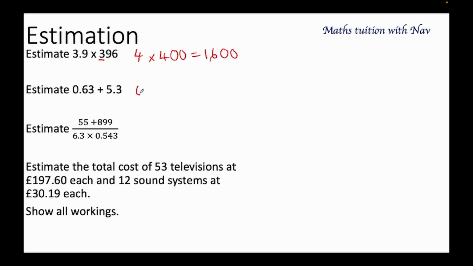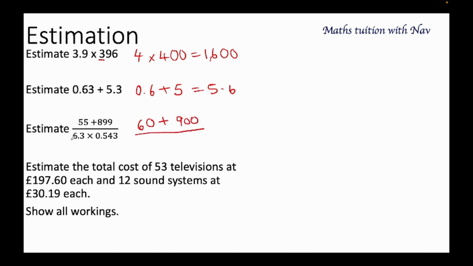Estimate 0.63 plus 5.3. 0.63 rounded to one significant figure is 0.6. Add 5.3 is going to be add 5. 0.6 add 5, 5.6. This question over here is a little bit more tricky. We're going to rewrite this whole question, read carefully, and then we're going to work it out using BIDMAS. So let's round first all of these numbers to one significant figure. 55 will be 60 to one significant figure. Add 899, we're going to round that to 900.